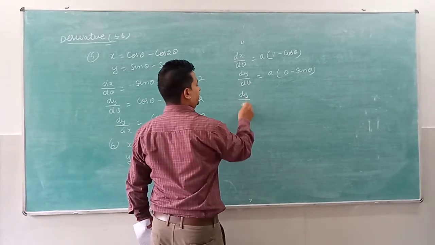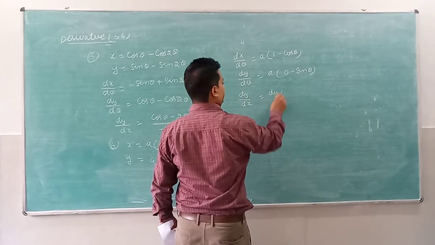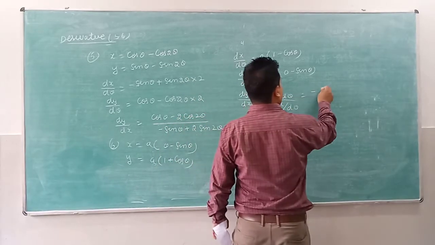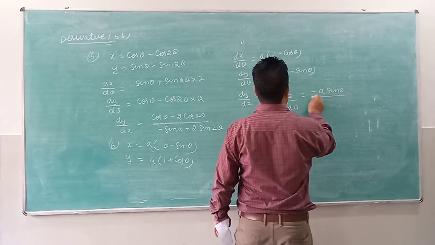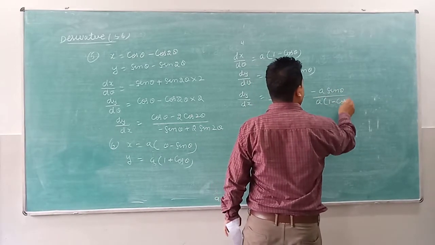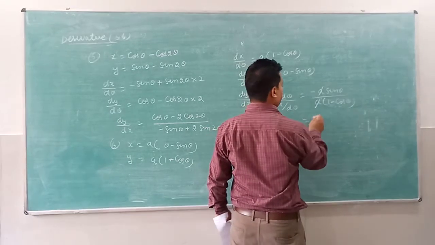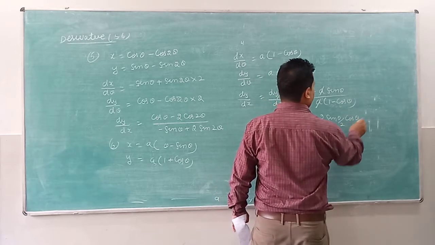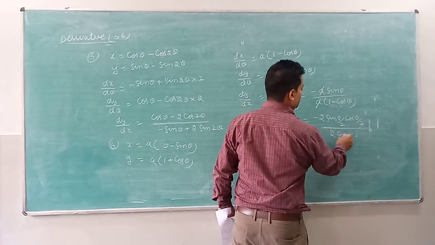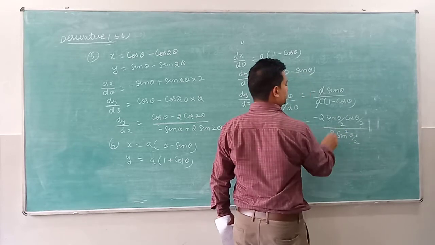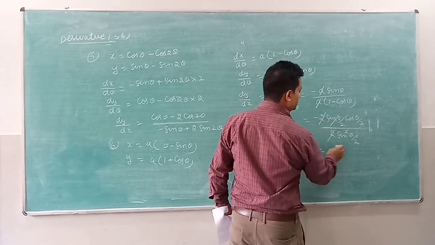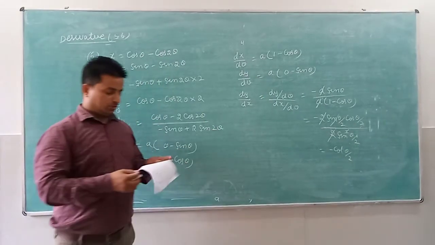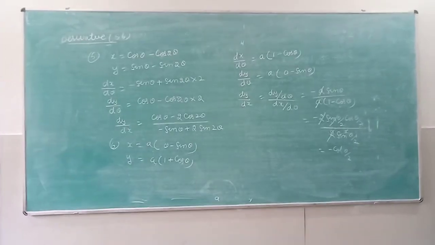When we find dy upon dx, it is dy upon d theta over dx by d theta. This means minus a sin theta upon a into 1 minus cos theta. This cancels out. The formula of sin theta is 2 sin theta by 2 cos theta by 2, and 1 minus cos theta is 2 sin square theta upon 2. This cancels out. This is also cancelled. So this is cos theta upon 2 over sin theta upon 2. So the answer of this question is minus cot theta upon 2.